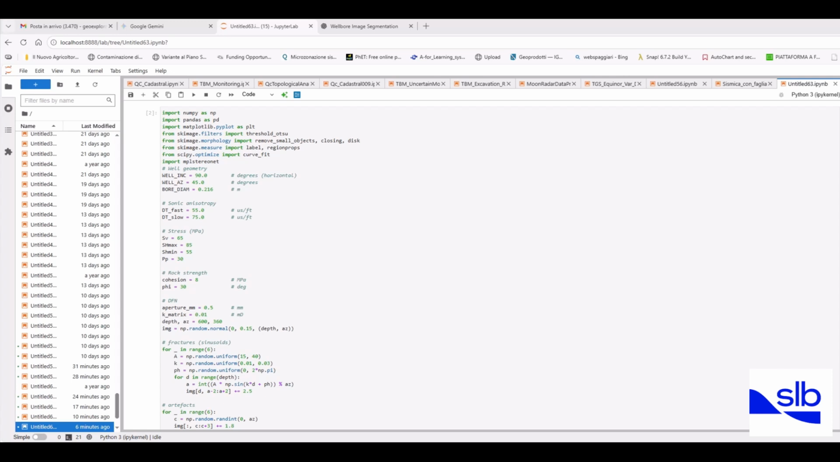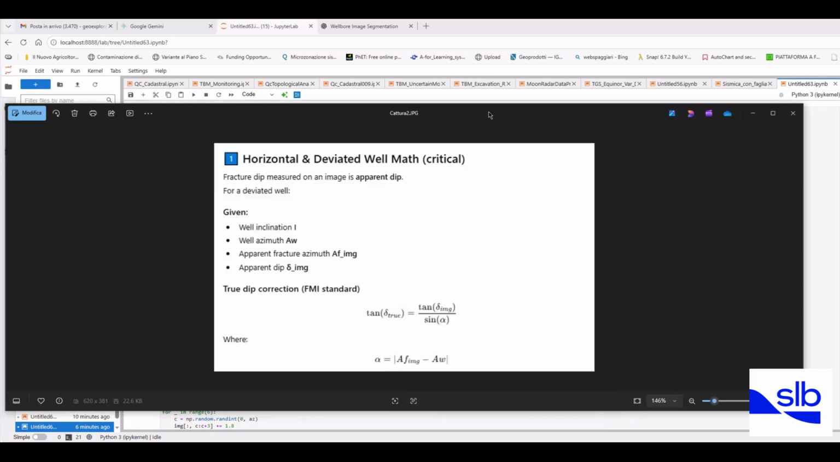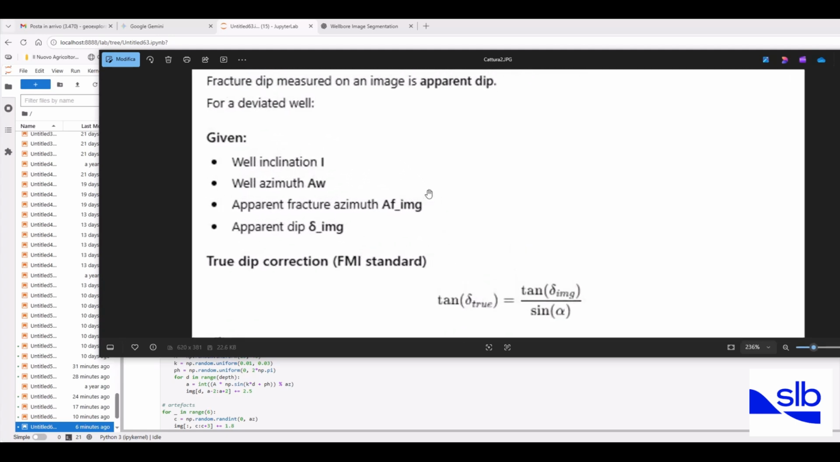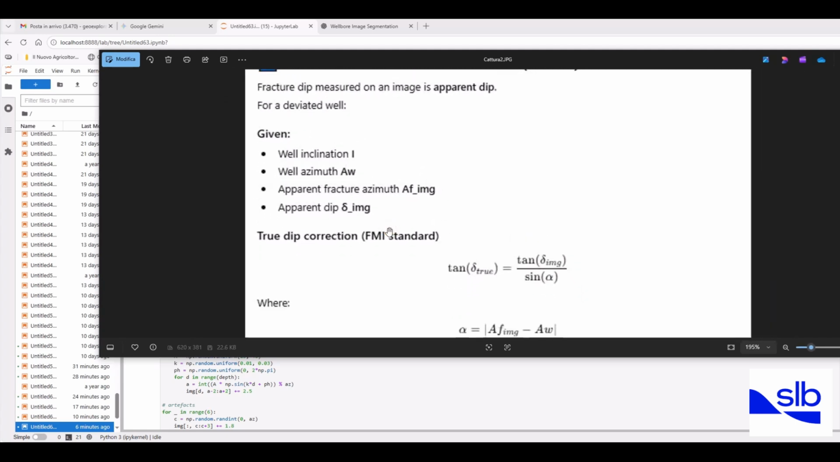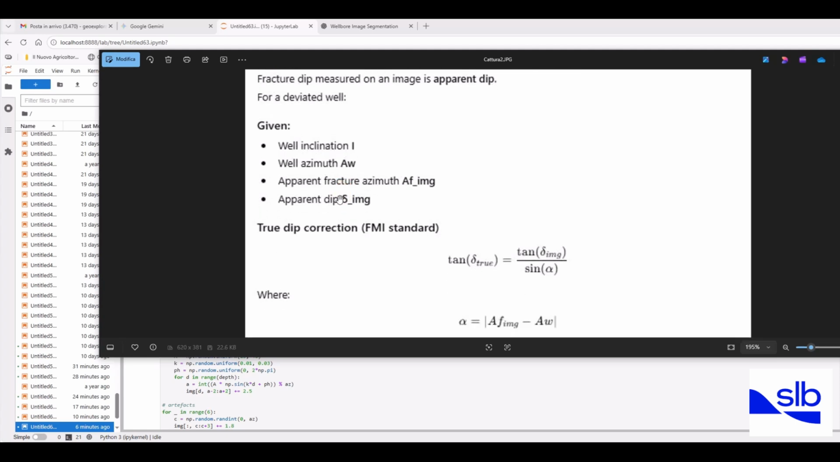For horizontal and deviated wells, you have the following formula that helps you to establish the fracture dip and the real dip orientation. That is another most important target, in this case reconverted in all WellBoreImage and realigning all images with the true dips.